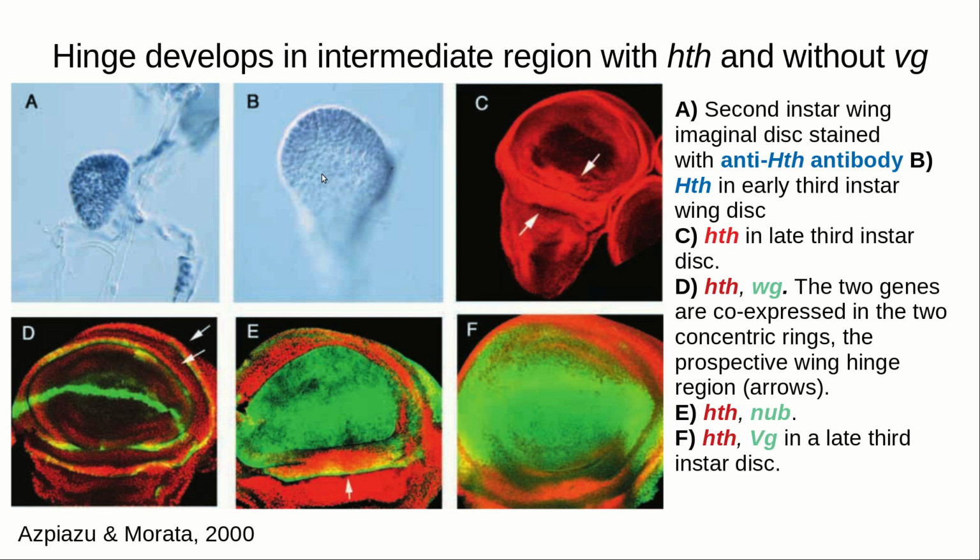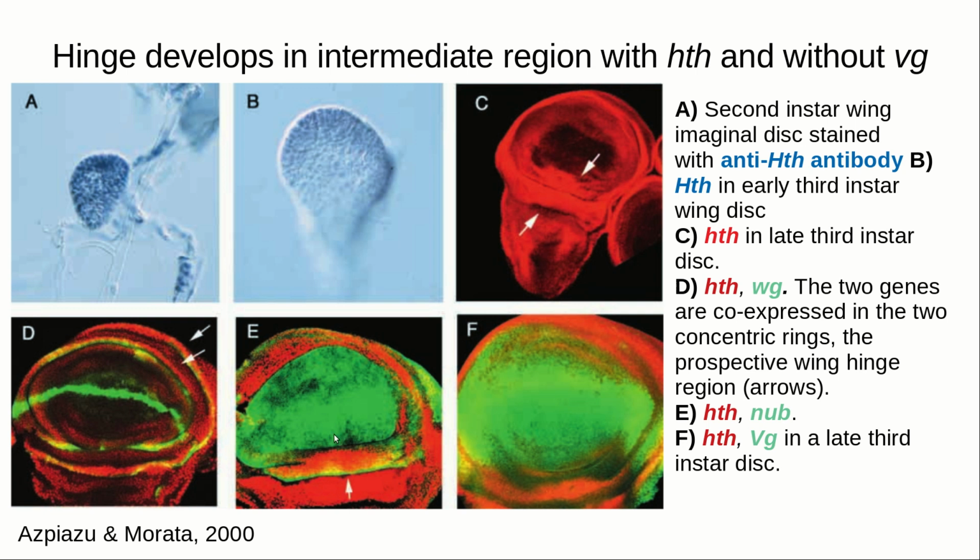Here you can see the same thing. This would be Homothorax expression, and how it is progressively constrained to places where Wingless is not expressed. And here you see how indeed in the wing pouch, Wingless is green and Homothorax is red. Okay, so in the pouch there's Wingless and there's no Homothorax, but in the border, in the region that's going to form the hinge, both of them are present.